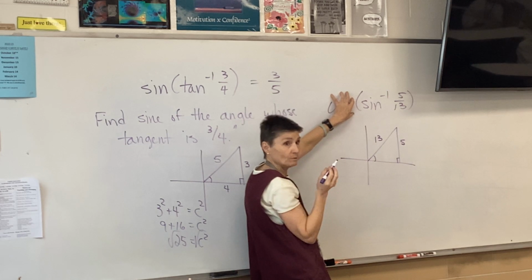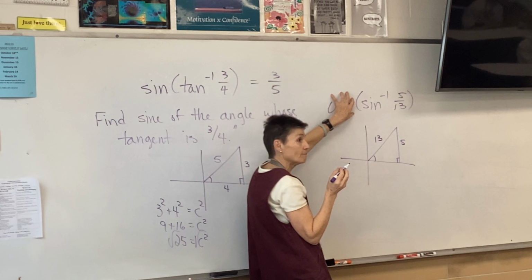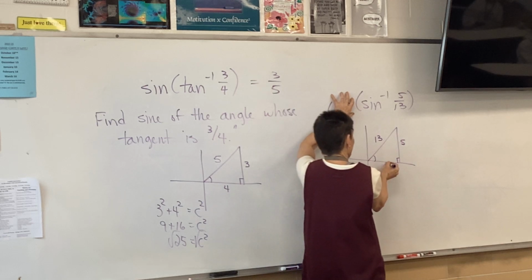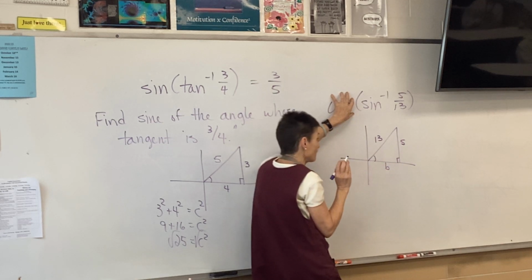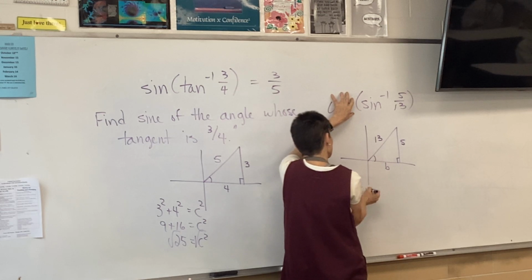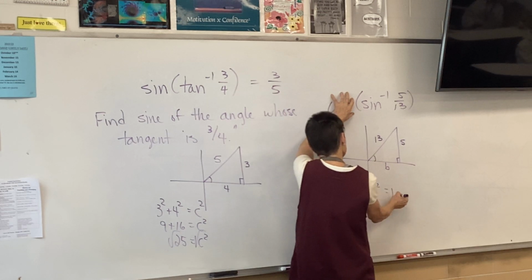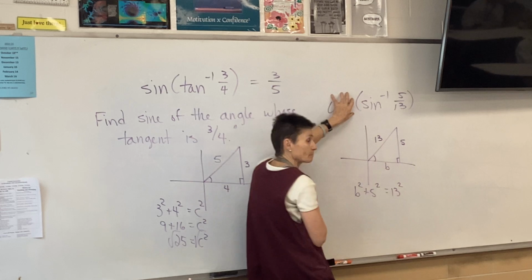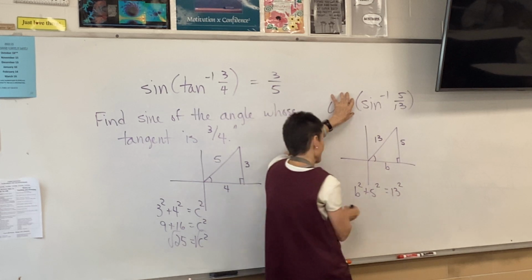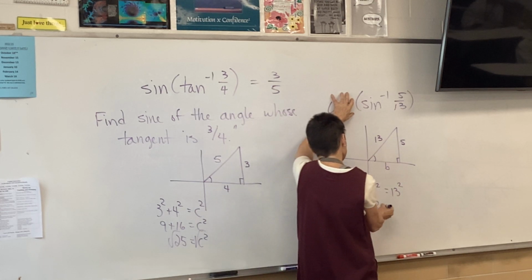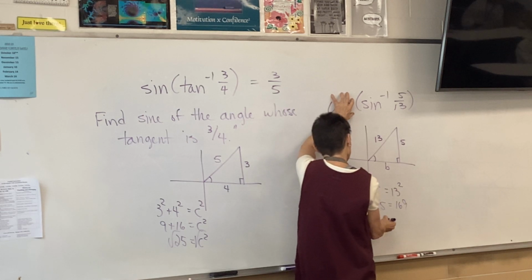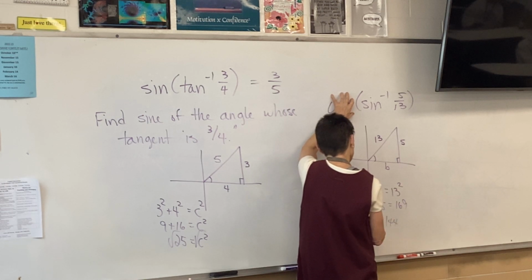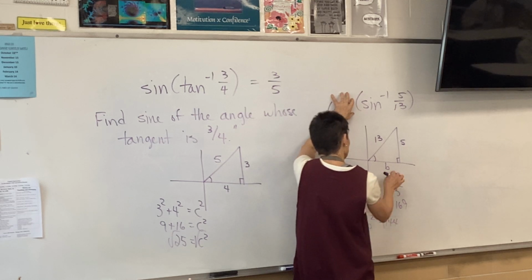So what do we do? Find the third side, the missing side, which I'll call B. You can call it A, it doesn't matter. So B squared plus 5 squared is 13 squared. So B squared plus 25 is 169. B squared is 144. What's B? 12.